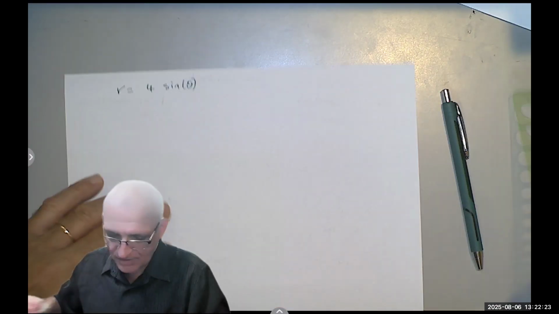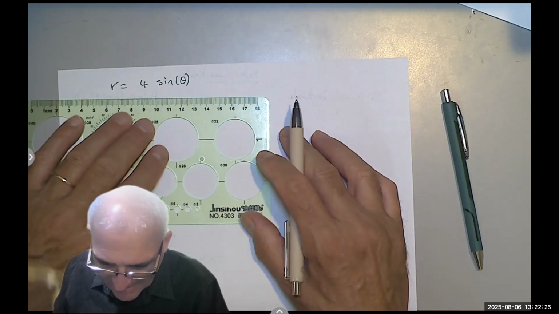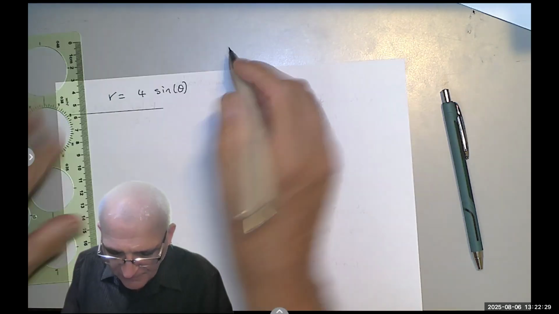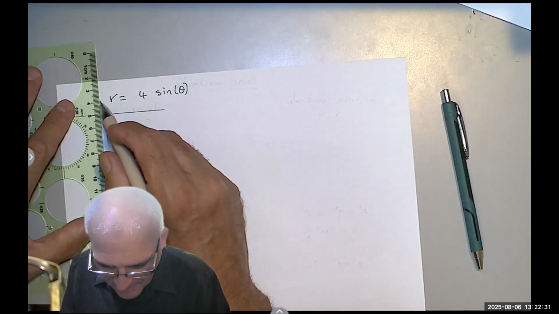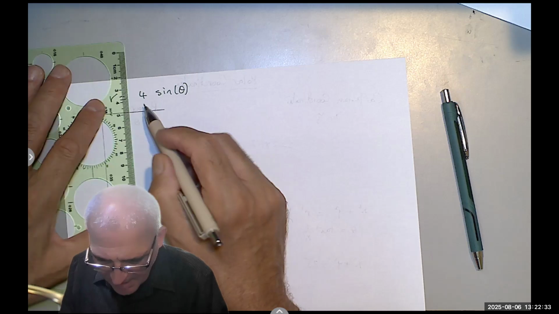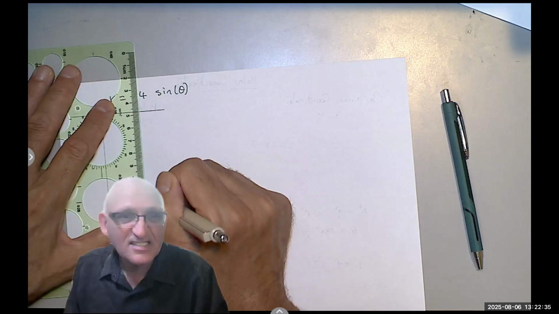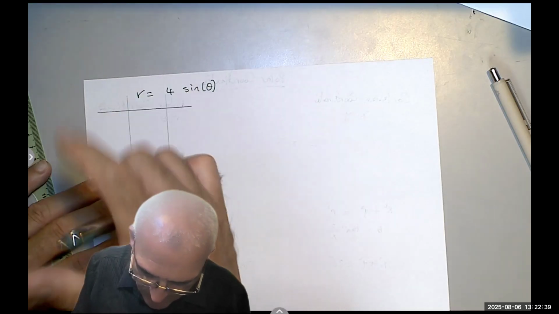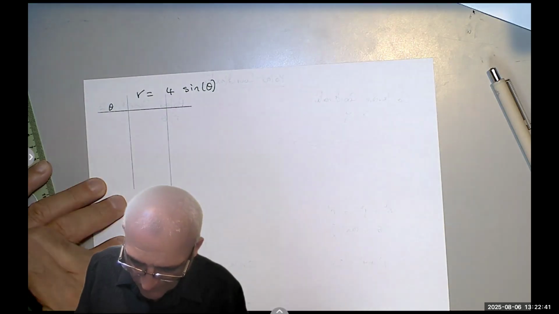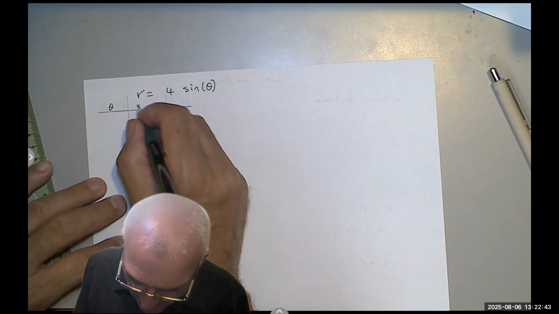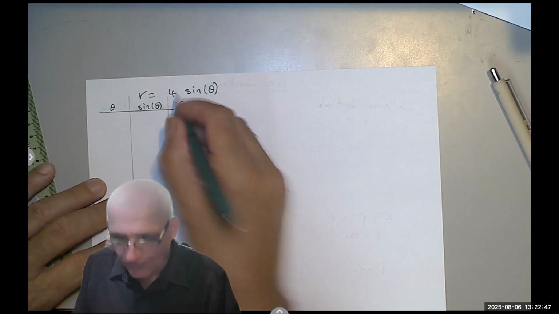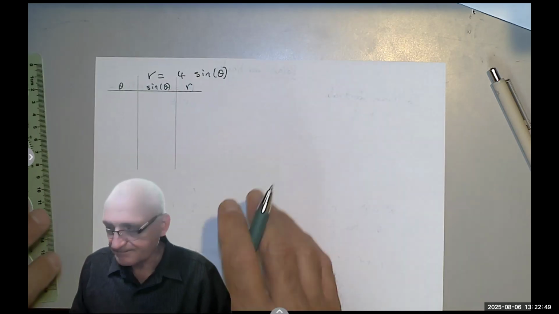But suppose you don't know. How can you find out? You can easily specify a few thetas for which you know the sine, and maybe where the sine is easy to find. So I would have a table here that gives me theta, and then sine of theta, and then r, which is 4 times sine of theta.